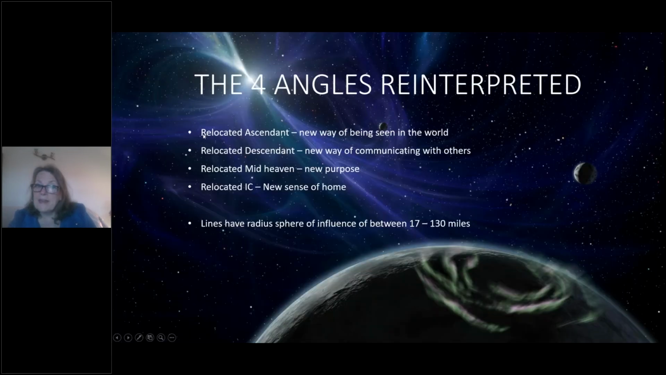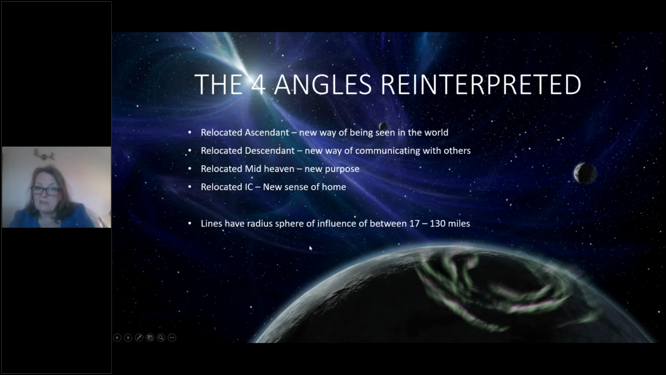So your relocated ascendant is your new way of being seen in the world. It's the new way of shining in the world, the new way of showing up. It's the new way of people seeing you. The relocated descendant is a new way of communicating with others. The relocated midheaven is your new purpose, your new legacy, your new higher calling, your new higher purpose. And the relocated IC would be your new sense of home, which is why planets on the IC or planets aspecting the IC are so important.